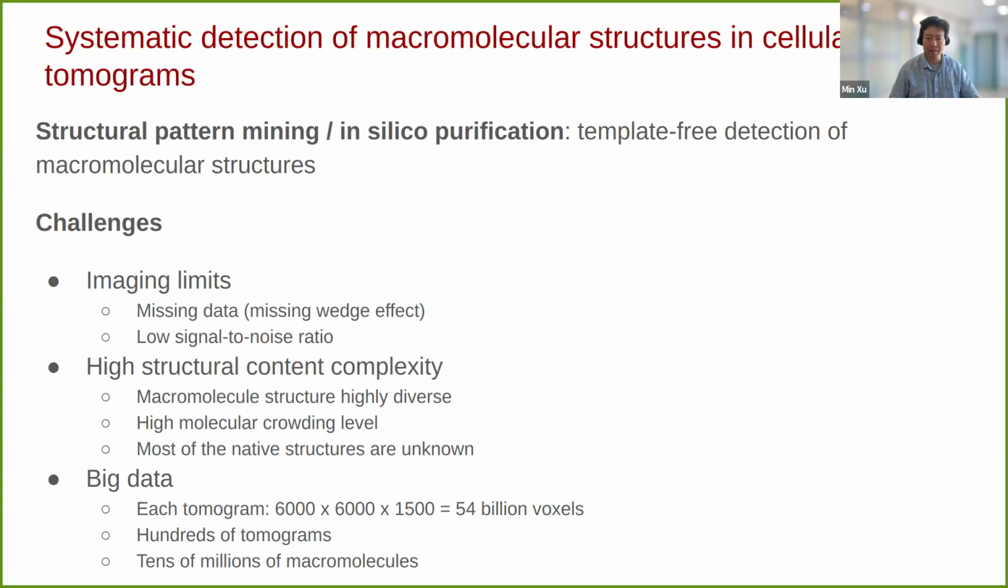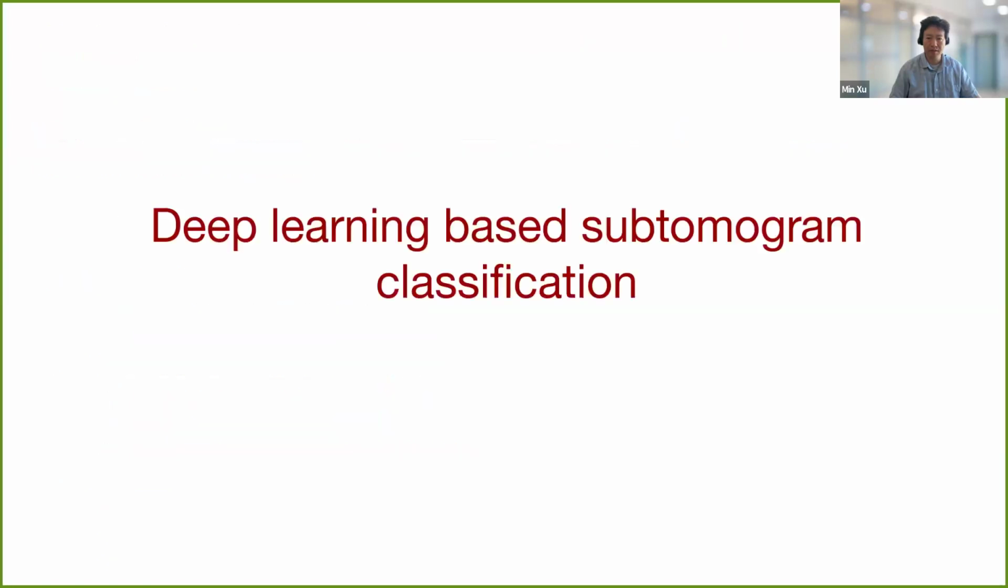Each tomogram is a grayscale 3D image. Its original size is 6,000 by 6,000 by 1,500 voxels, which is a total of 54 billion voxels. Nowadays, a microscope can easily capture hundreds of such tomograms within a week. These tomograms can contain tens of millions of macromolecules of very diverse size and structures.